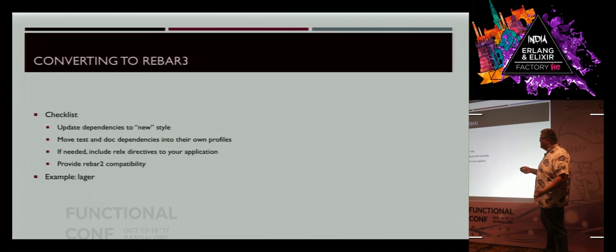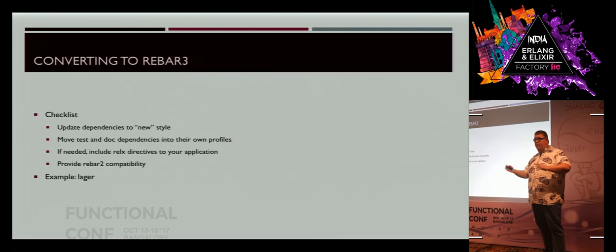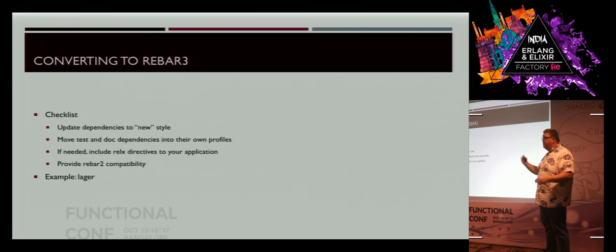Number two is move your tests and doc dependencies out of the main line. Create profiles for them. Profiles are really helpful and powerful, and those profiles automatically get created when you execute the test target. For example, if you have a profile named test, you don't have to explicitly ask Rebar to use the test profile. It's smart enough to check to see if it exists, and if it does, to use the dependencies in there.